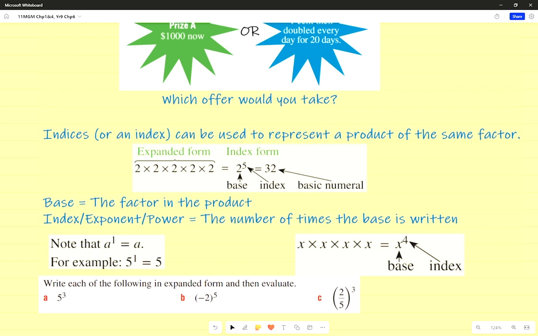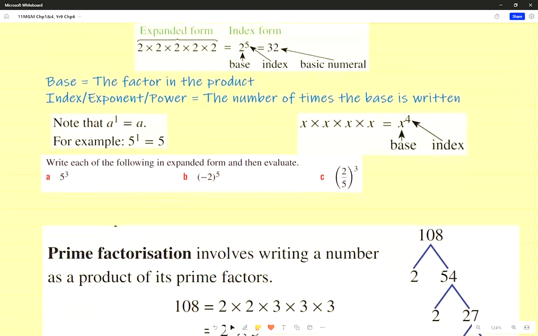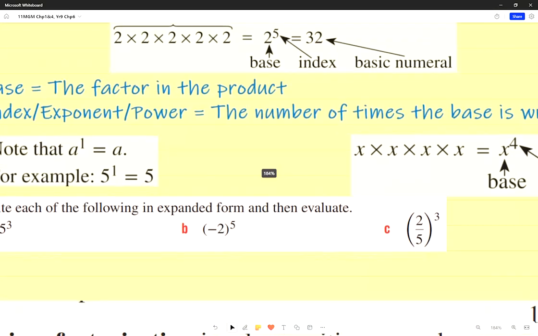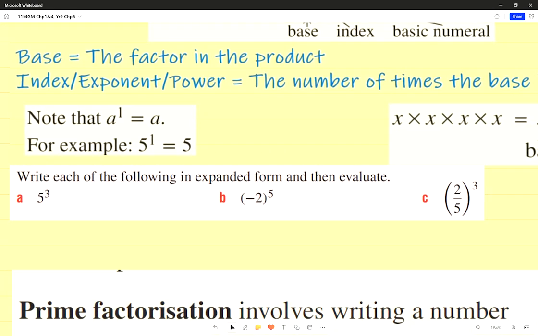What I want you to do is copy down these three examples. I'm going to go through them step by step so that we understand what the process is. It in itself is pretty easy, but you need to know what those rules are. We're no longer following formulas, but we're following a bunch of rules. So write them down first, those examples there. I'll zoom in for you. There we go. So we've got 5 cubed, negative 2 to the power 5, and 2 over 5 to the power 3.